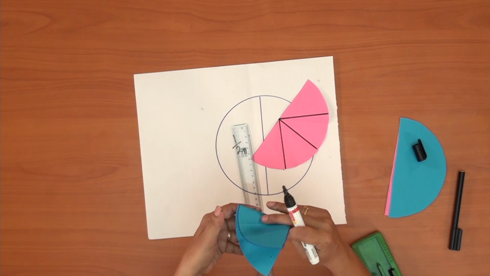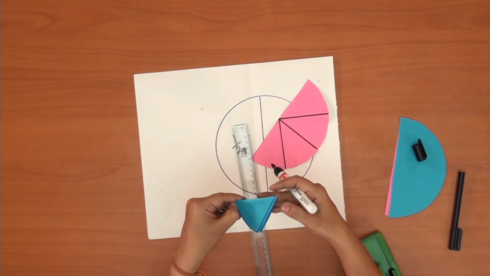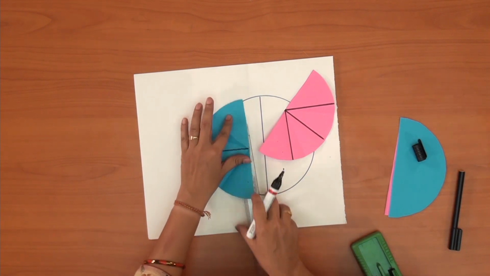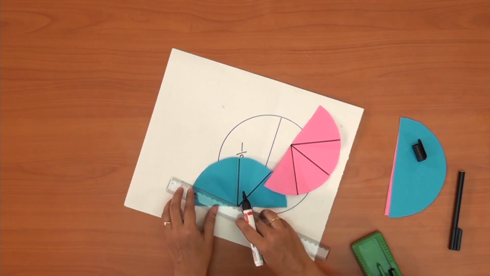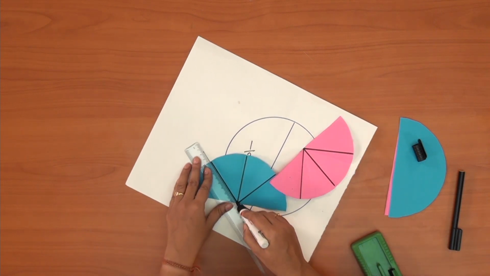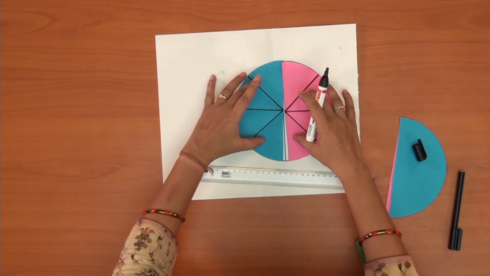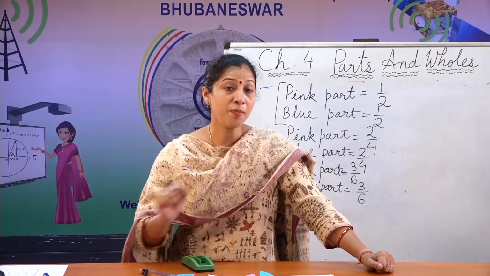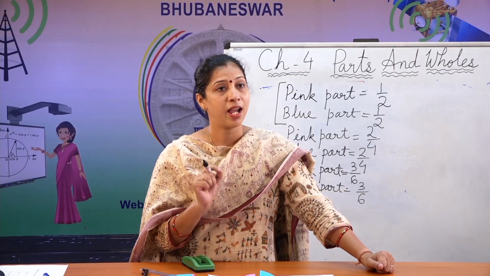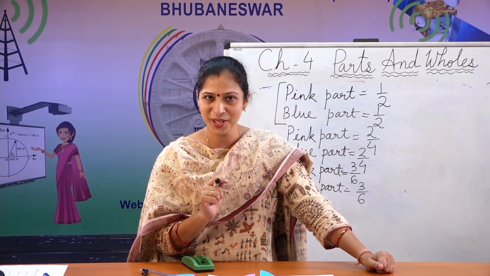Similarly here also we will divide into 4 parts. The blue one we will divide into 4 parts. So let's see now. Here also we can just put lines 1, 2, 3 and 4. Now the blue part is divided into 4 parts. Even the pink part is divided into 4 parts. Now the question is, how many pink parts are colored and how many blue parts are colored? Can you count on your own?